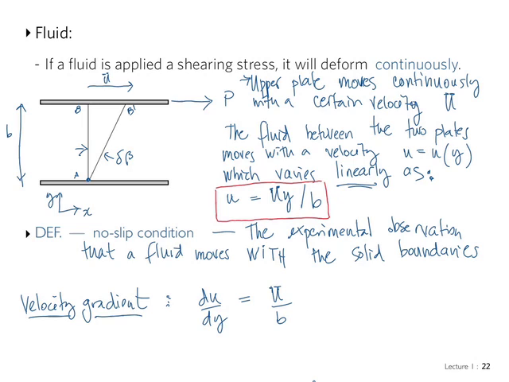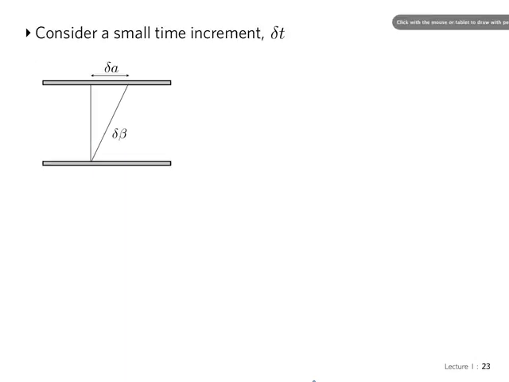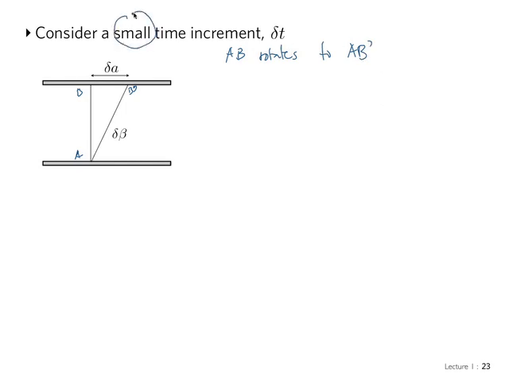Okay, so now we're going to consider a small increment of time, delta t. The line AB, as we said, rotates to the line AB prime. And notice we're saying it's a small time increment. In the sketch, of course, it looks like a very large angle, but we're mathematically considering a very small time increment, and so a very small angle. So the picture here is exaggerated, but it's a small angle.